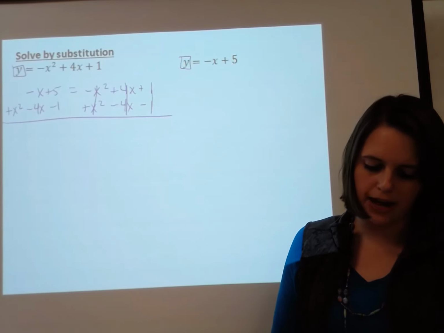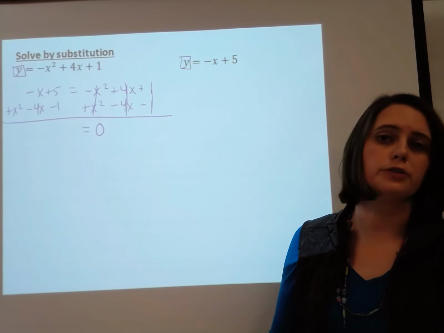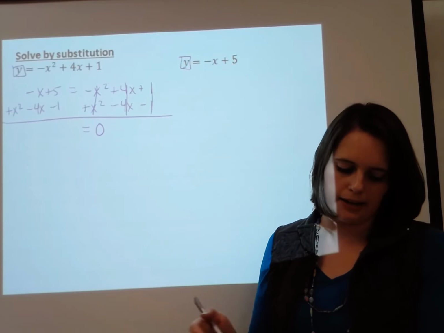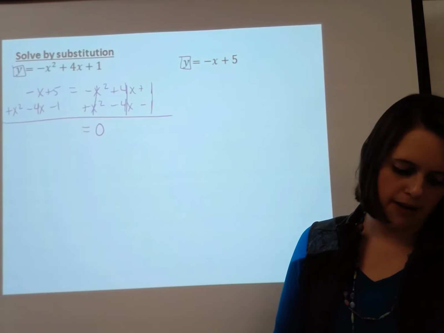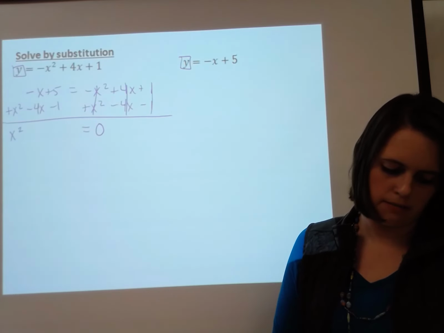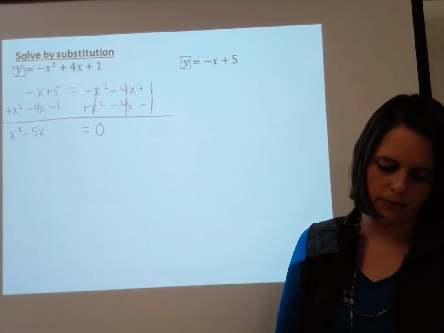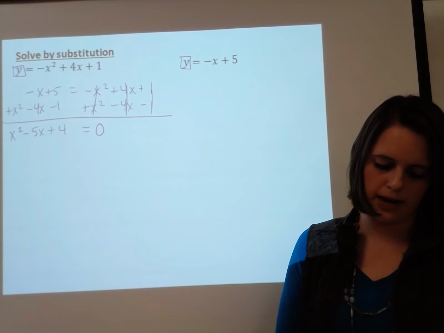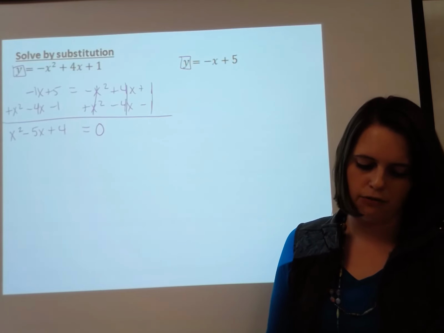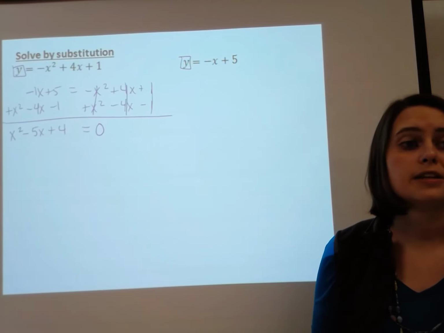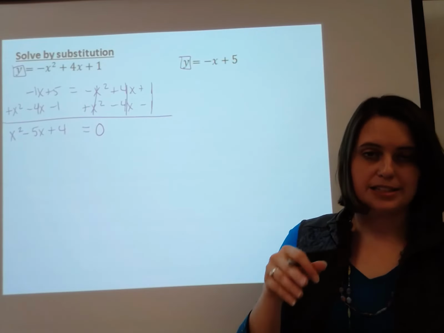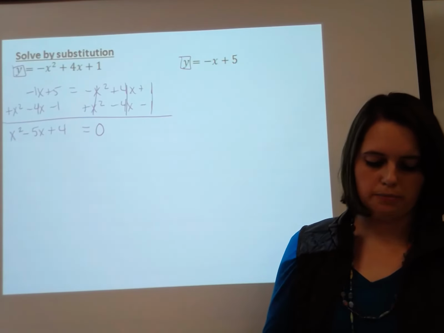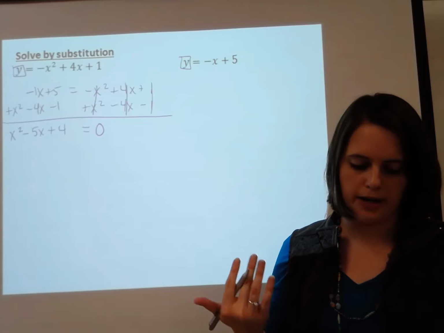If it bothers you to have the 0 on this side, feel free to move that 0 to the left-hand side. On the left, we have x squared minus 5x plus 4. Because this is a 1x minus 4x, that gives us 5x. 5 minus 1 is 4. So again, if this equation bothers you and you want it to say 0 equals x squared minus 5x plus 4, feel free to flip that around.